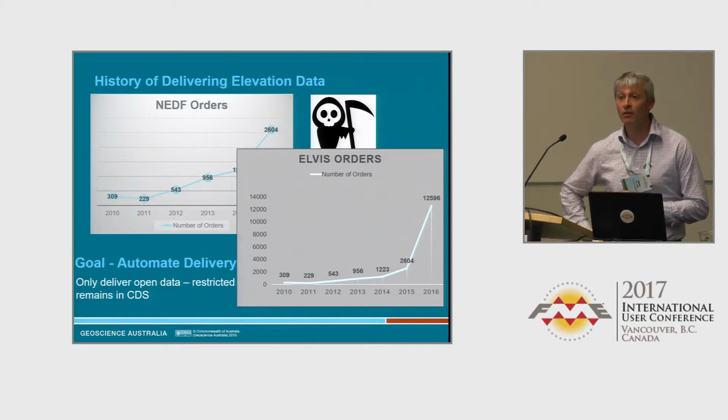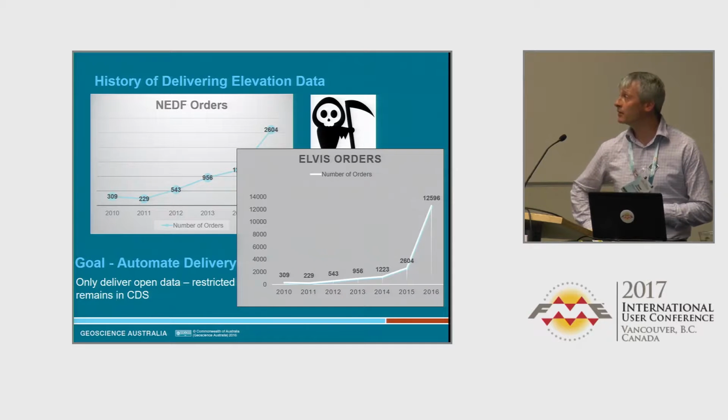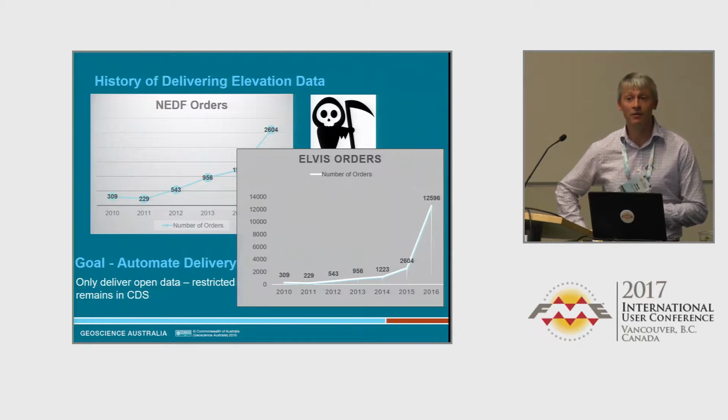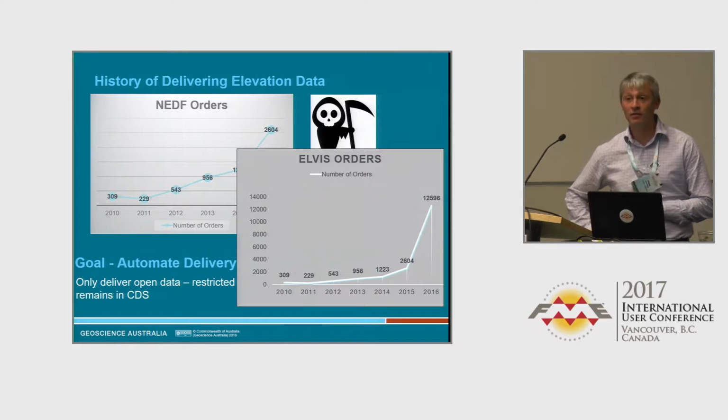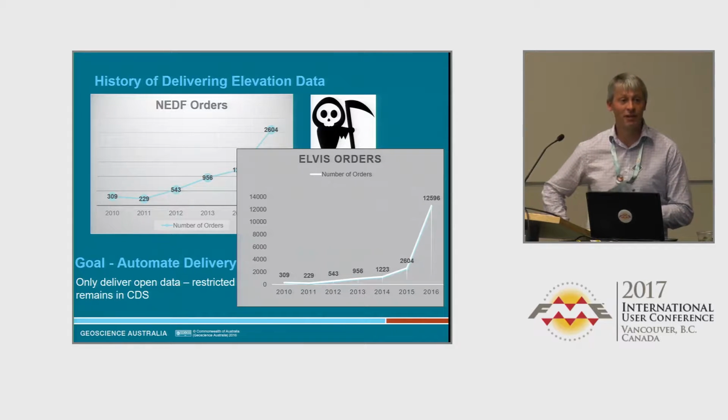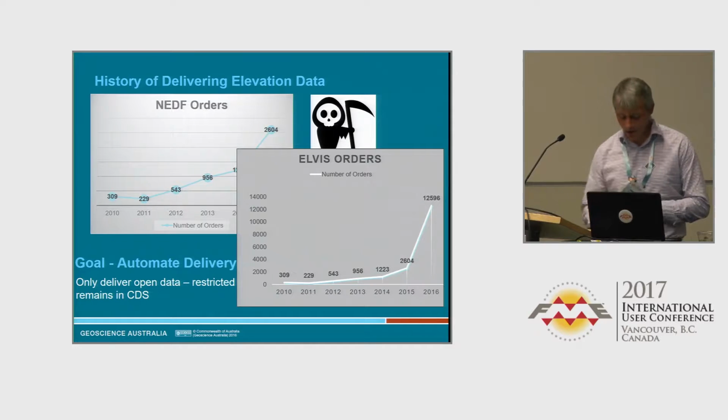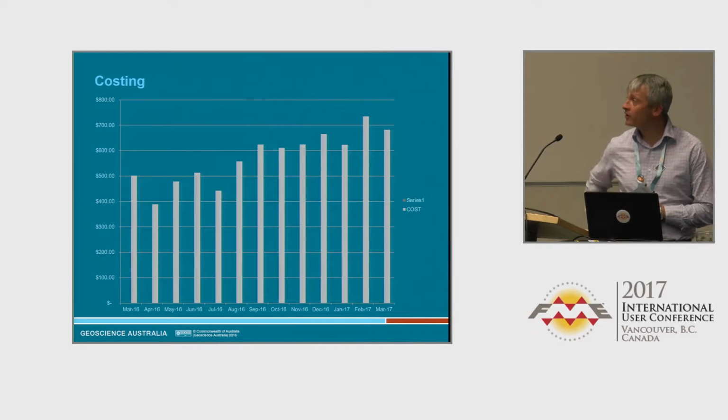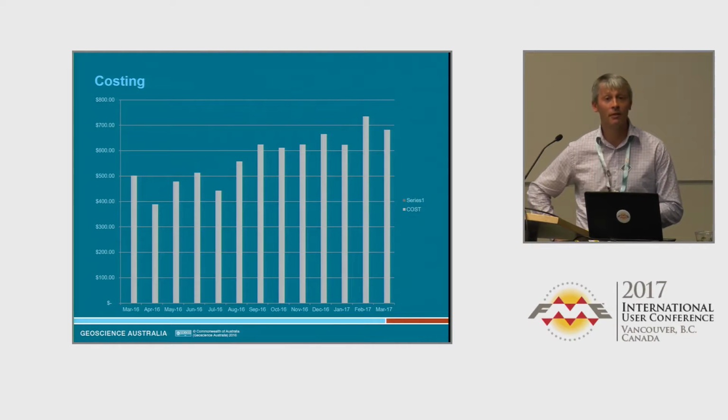ELVIS cost us $40,000 to set up the actual interface, and we've spent probably around another $100,000 implementing it. The infrastructure costs are very minimal. The FME server is costing us around 25,000 Australian dollars per year, and the delivery costs are costing me about $800 a month.